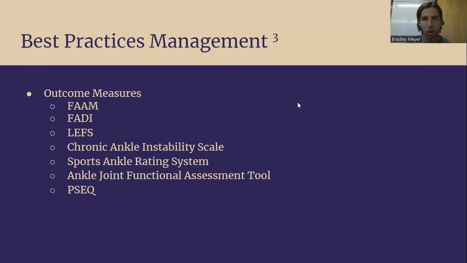And then these are some outcome measures to use when treating ankle sprains and strains. The last one on here is the one which is used to assess coping strategies for pain. Again, trying to prevent the development of chronic ankle instability.